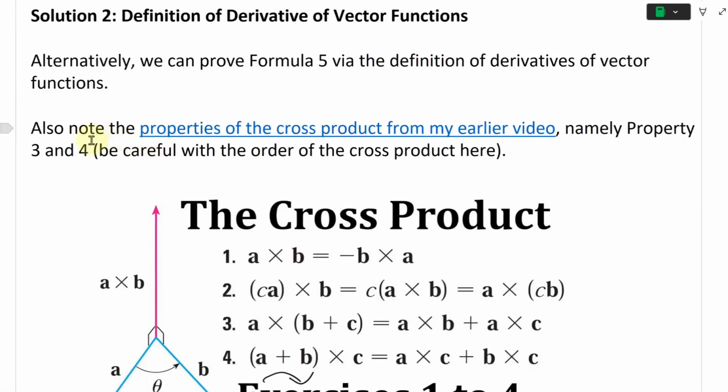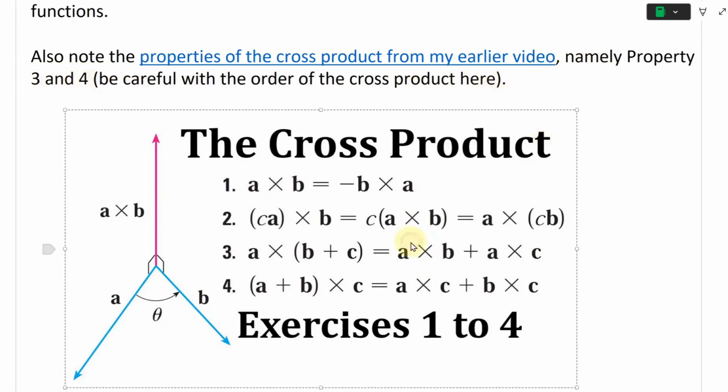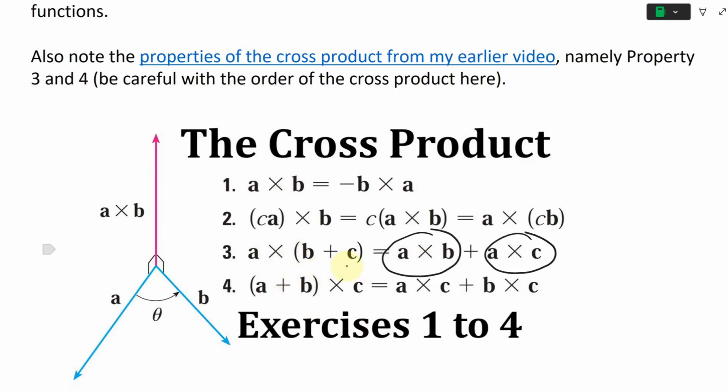Before we do that, I just want to note the properties of the cross product from an earlier video, namely property 3 and 4, and also be careful with the order of the cross product here. Here's property 3 from an earlier video, and the link is over here. If you have A cross (B plus C), then you could just multiply the cross products inside: A cross B plus A cross C.